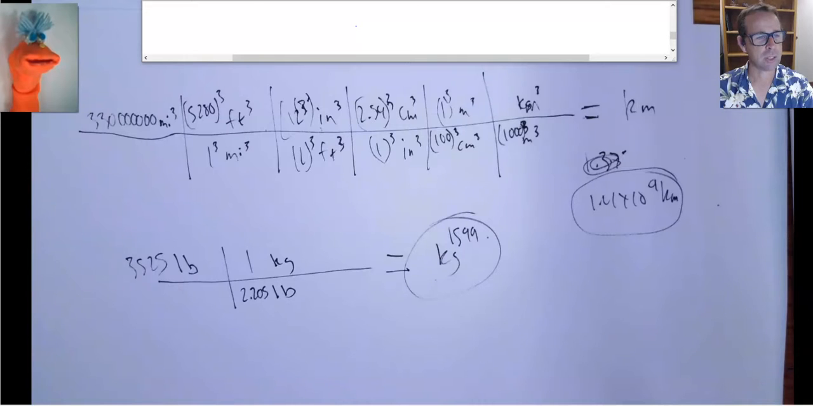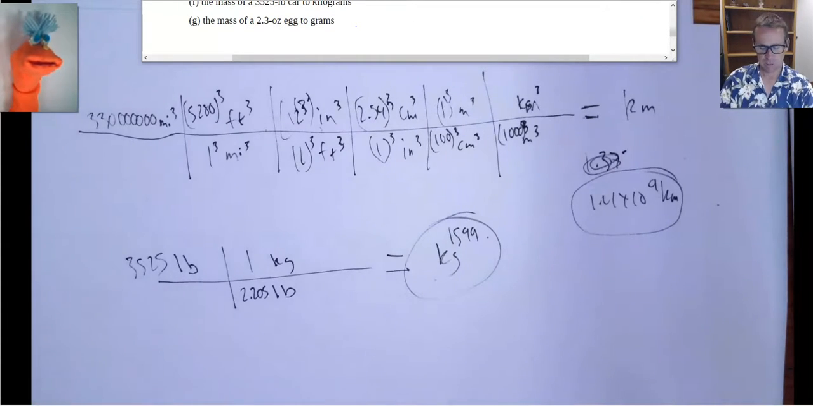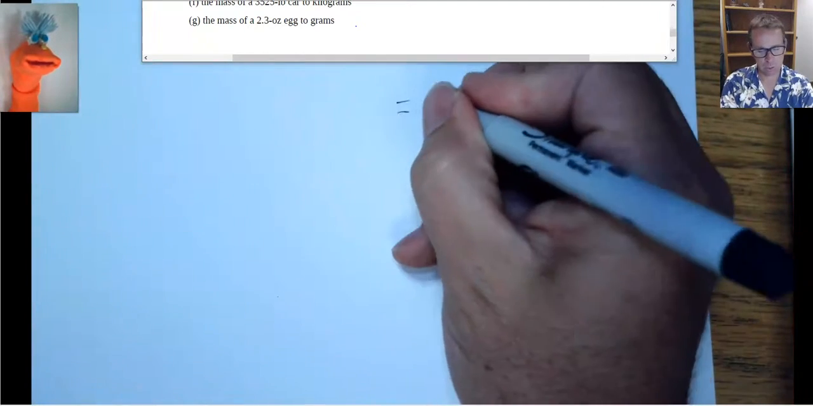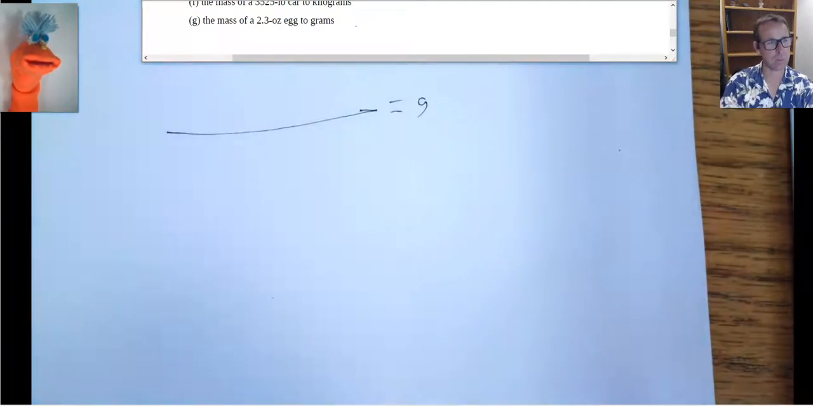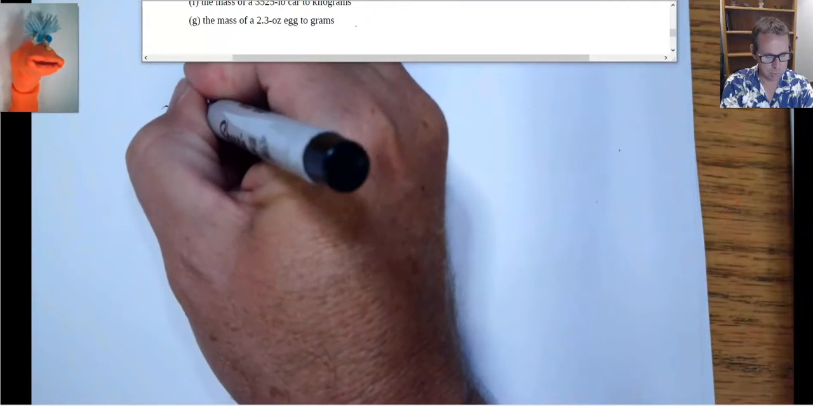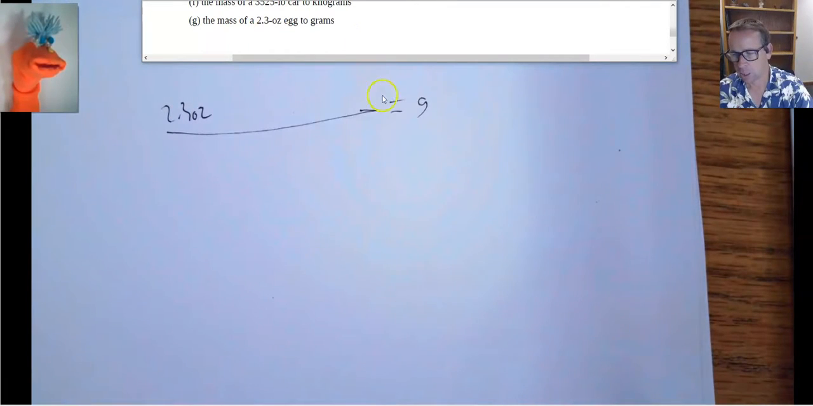Yep. You find the conversion factor. You work it out, right? You identify the units you're after. So we want to go to grams for this last one. What are the units we start with? 2.3 ounces. 2.3 ounces. How many ounces in a gram? Do you know? Can you look it up?